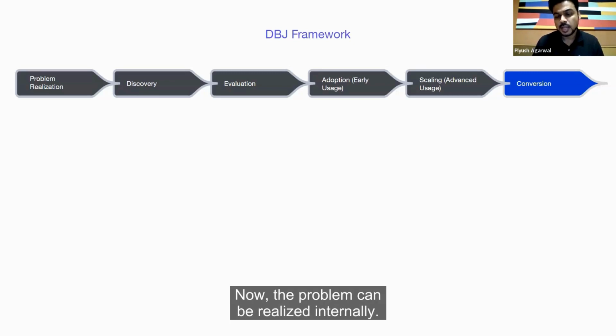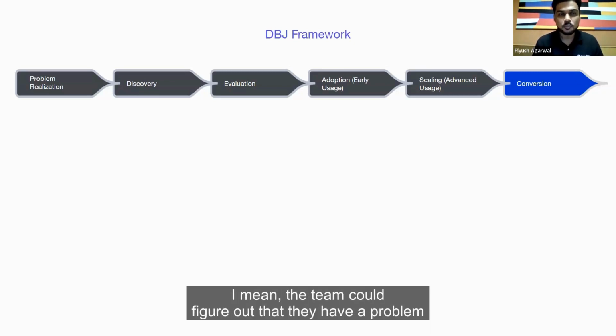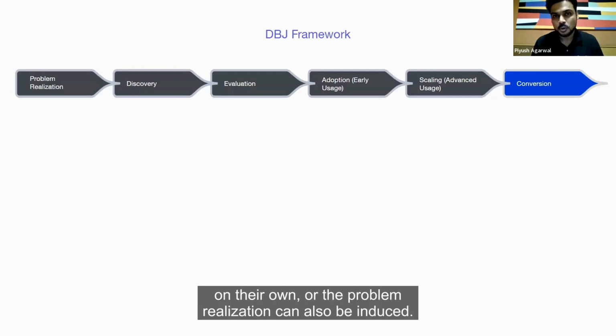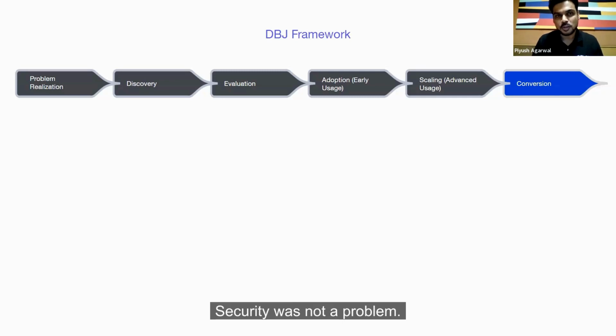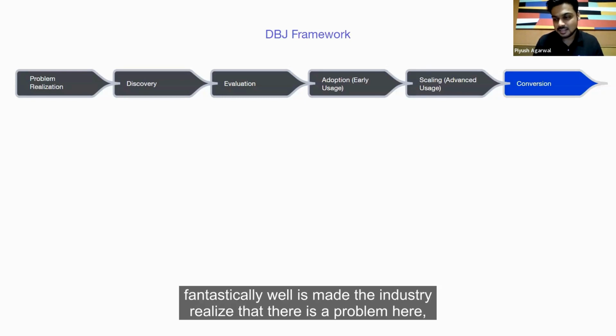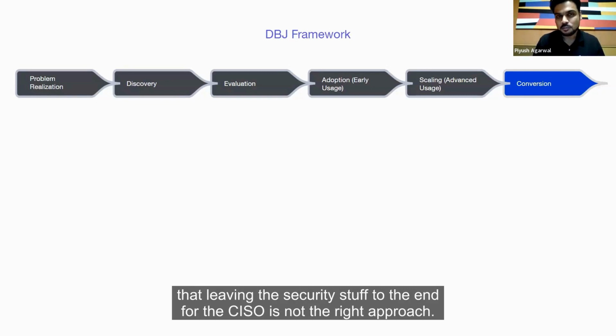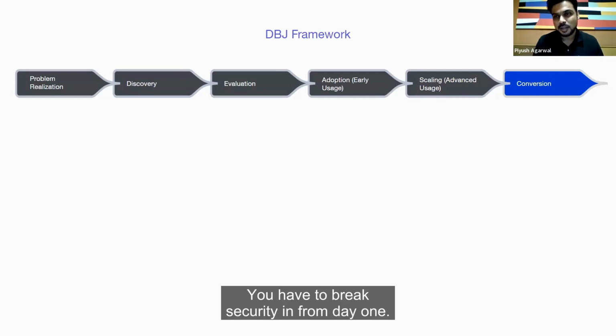Now the problem can be realized internally. The team could figure out that they have a problem on their own, or the problem realization can also be induced. Just to give you an example, before companies like Snyk came in, shift left security was not a problem. Nobody thought about it. And what Snyk and others have done fantastically well is made the industry realize that there is a problem here. That leaving the security stuff to the end for the CISO is not the right approach. You have to bake security in from day one.